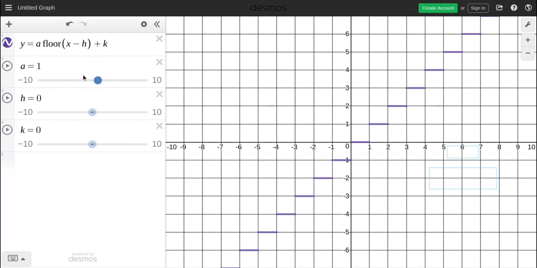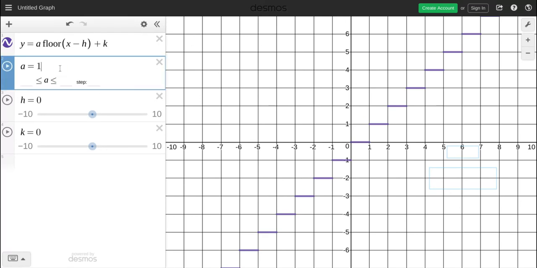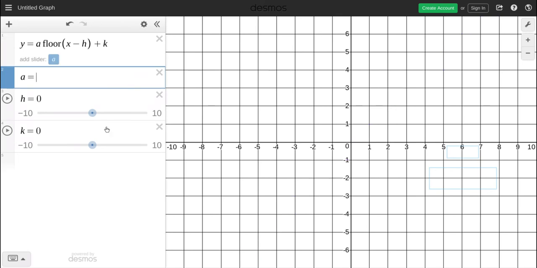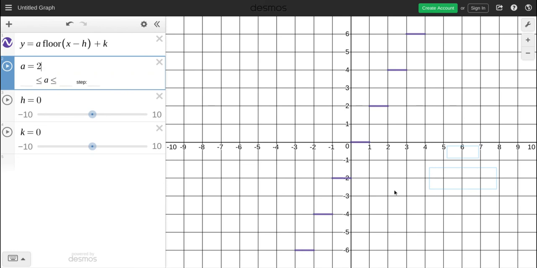I'm going to change A to an integer value. Before I do, just take a careful look at the screen and see how things are spaced. 1 across, 1 up, 1 across, 1 up. Let's change that A to 2. Now here's something interesting. We've actually changed A to 2 and the function hasn't gotten thinner. In fact, each of these segments is still 1 unit across. What's different is the spacing between the steps is now 2 units.